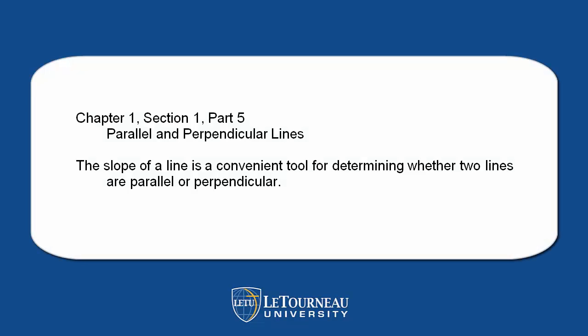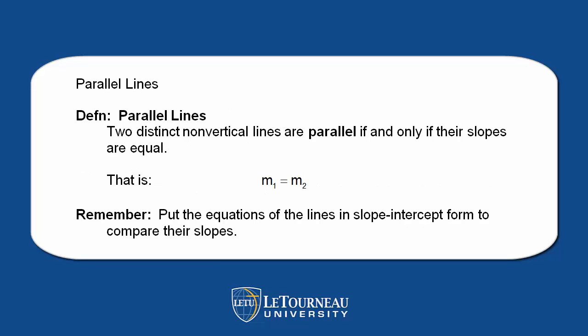Now in this video we're going to look at parallel and perpendicular lines. The slope of a line is very convenient for determining whether two lines are parallel or two lines are perpendicular. Let's look at parallel first. If two distinct non-vertical lines are parallel, that means that their slopes are equal.